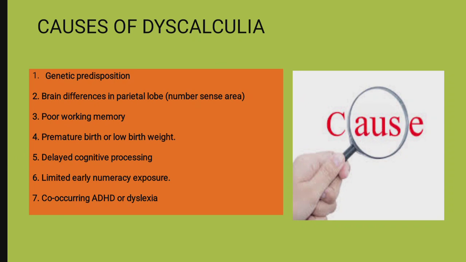co-occurring ADHD or dyslexia. That is why in one of my videos you will hear me say some learning difficulties are linked. Not even some, most learning difficulties or special needs are linked. Like I talked about ADHD, I talked about dyscalculia and dysgraphia being linked. Even dyscalculia and dyslexia are mixed. Dyslexia and dysgraphia are mixed. ADHD is also another factor. So all these play a major role in learning difficulty.